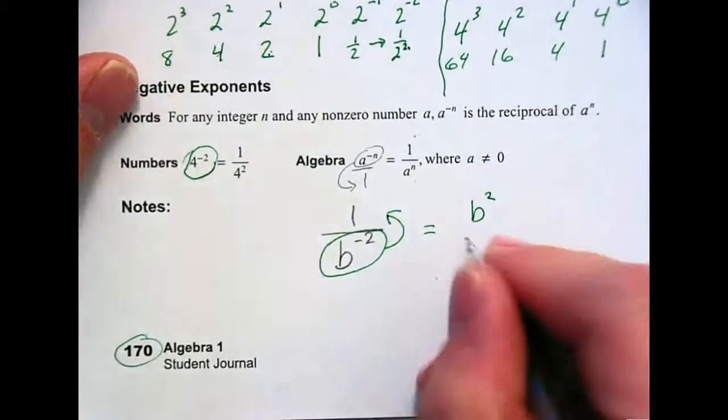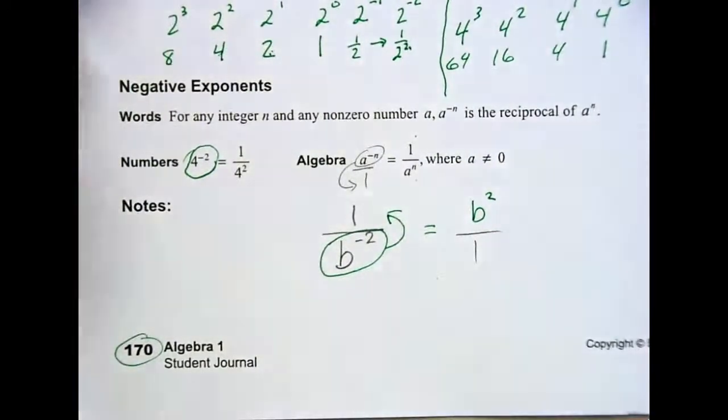So it just changes levels. If it's on the bottom and it's negative, bring it to the top, now it's positive. If it's on the top and it's negative, bring it to the bottom, now it's positive. That's how it works. That easy? Yep, it's that easy.